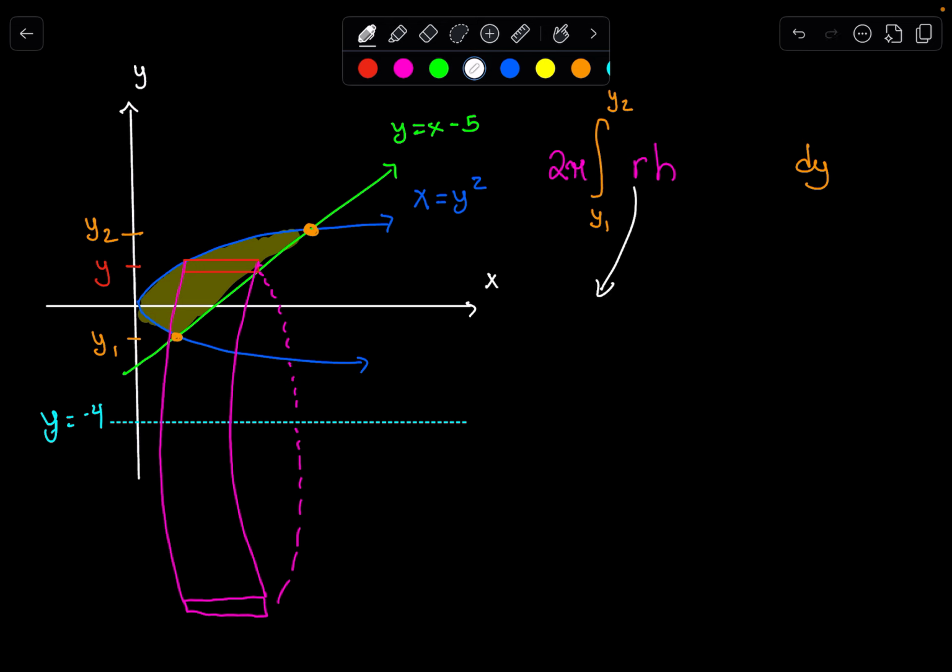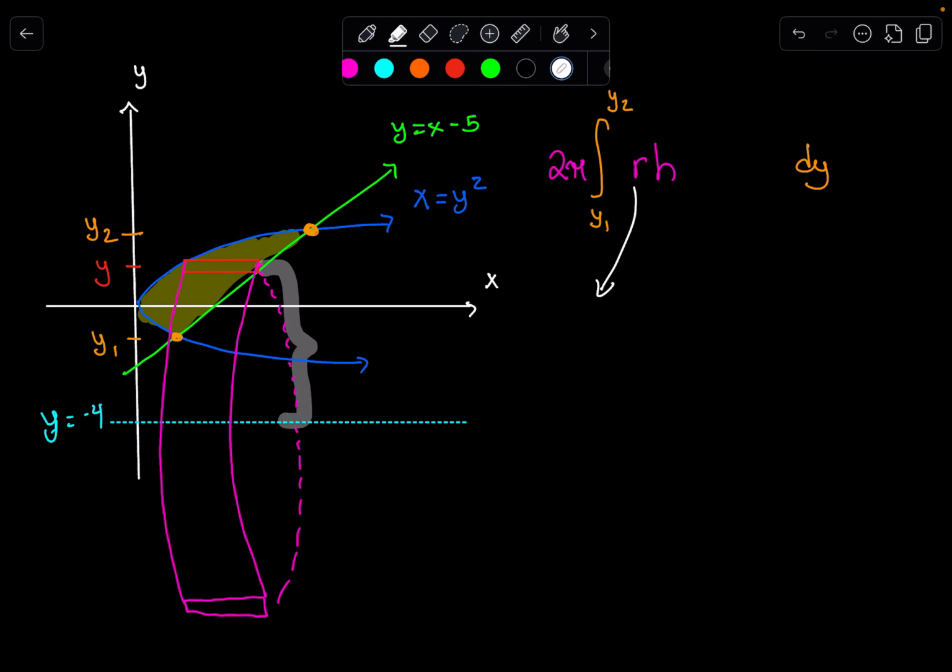So let's tackle the radius. Let's see here. The radius is going to be the distance from, maybe I'll use a highlighter instead, the radius is going to be the distance from the outside edge all the way to the center of our rotation.